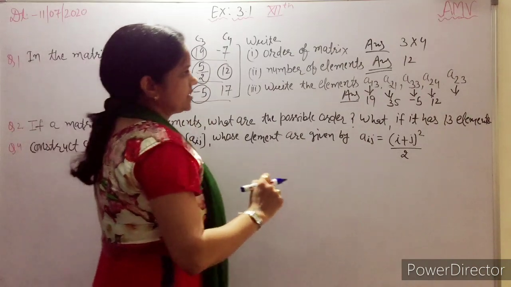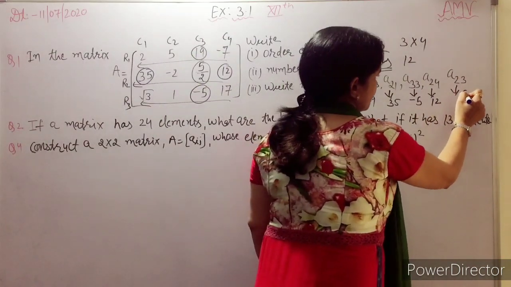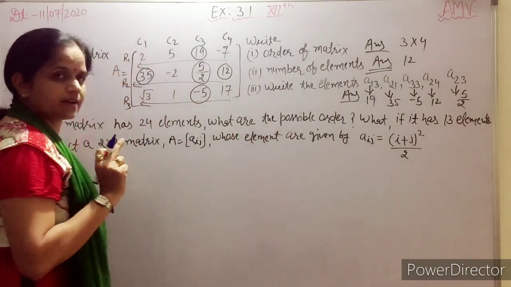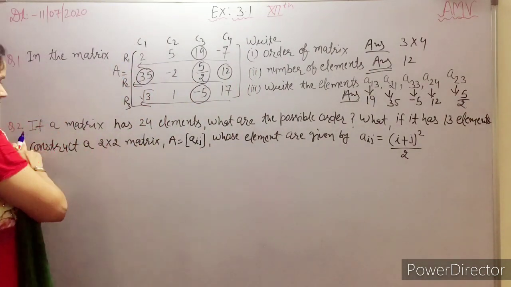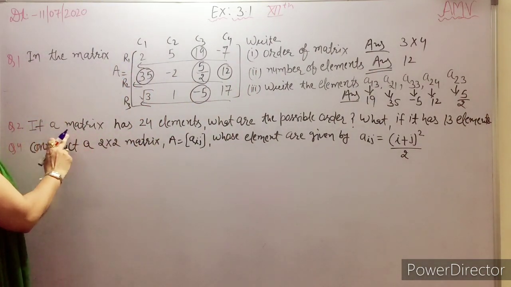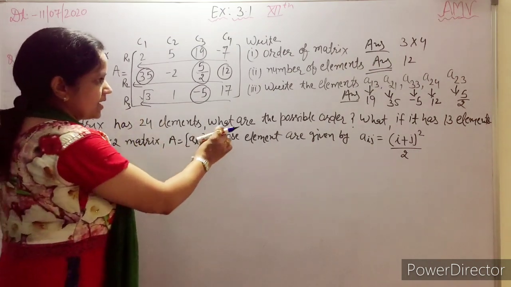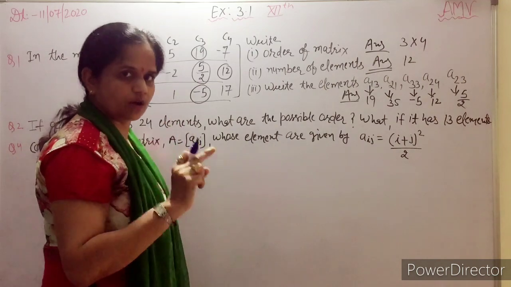It is 5 by 2. Okay student, this is the answer. Move to the next question. The question is, if a matrix has 24 elements, what are the possible orders?